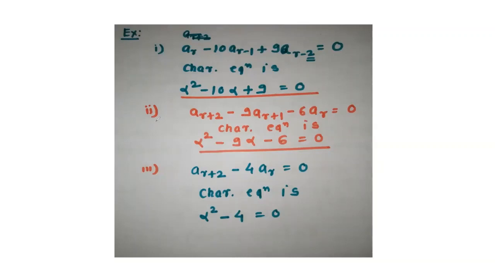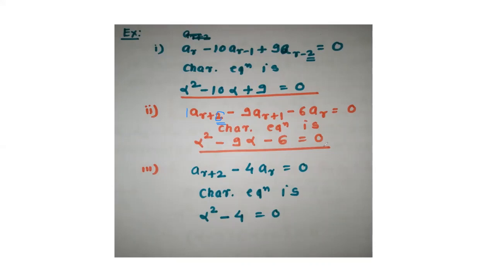Then the second example, a_(r plus 2) minus 9 a_(r plus 1) minus 6 a_r equal to 0. Here we have to find the characteristic equation. The highest value of k is 2, so alpha square with constant coefficient 1. As it is, alpha square minus 9 alpha raised to 2 minus 1, which is alpha raised to 1, minus 6 with 2 minus 2 being 0. So alpha square minus 9 alpha minus 6 equal to 0. This is your characteristic equation.